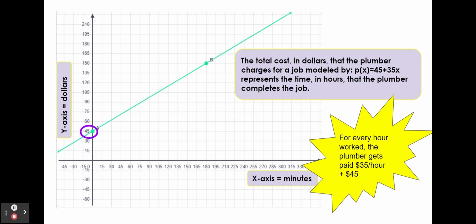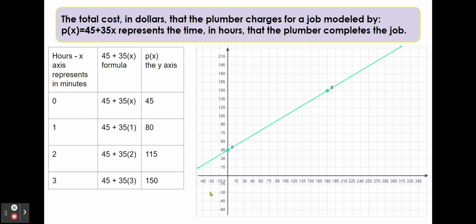The total cost in dollars that the plumber charges for a job modeled by function of px equals 45 plus 35x represents the time in hours that the plumber completes the job. Your x-axis is the minutes along the bottom. Your y-axis is in dollars. For every hour worked, the plumber gets paid $35 an hour plus the initial $45. That's the initial $45.